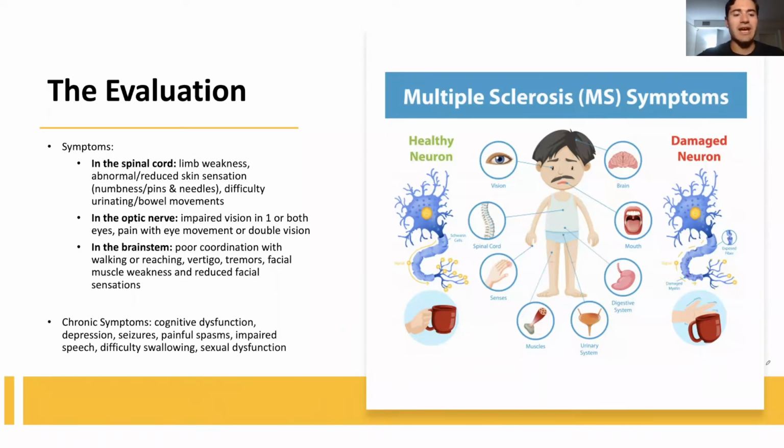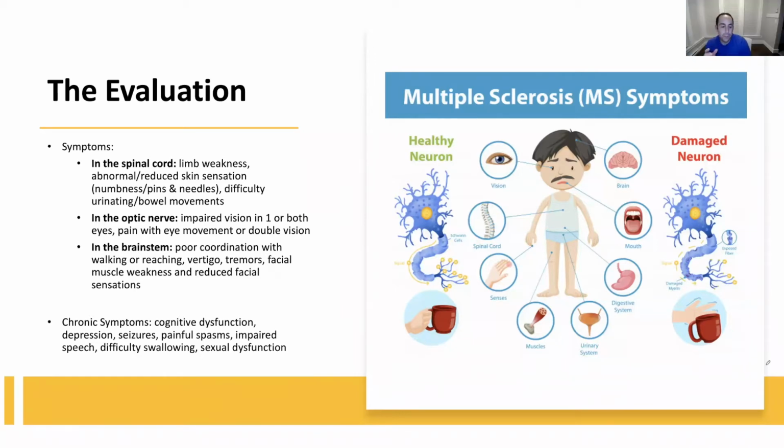Double vision. Now, if the issue begins to happen in the brain stem, we have our cerebellum very closely related to this area. And so people will oftentimes have difficulty walking, poor coordination, vertigo. You'll oftentimes see tremors in people with MS, facial muscle weaknesses, and reduced facial sensations. So you can have issues right from the spinal cord and periphery to the eyeballs, and then as much with your coordination there as well.